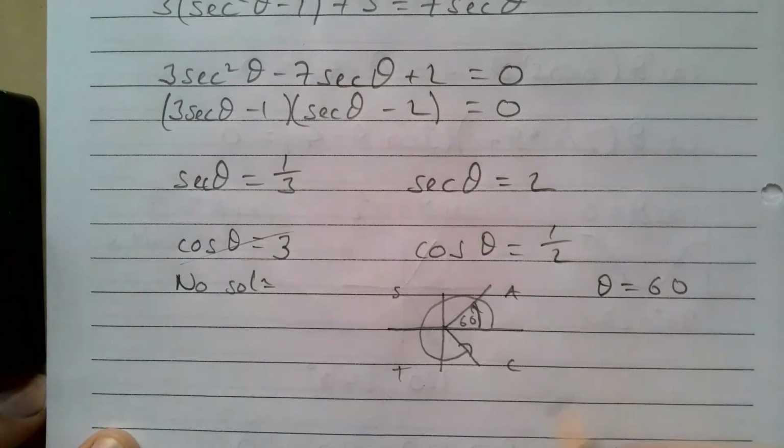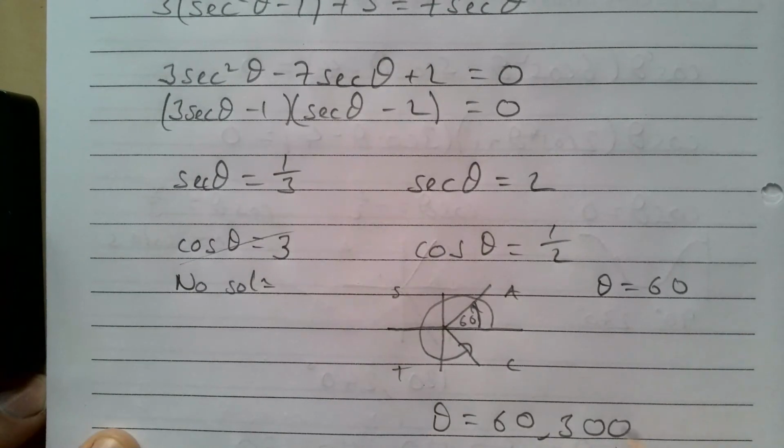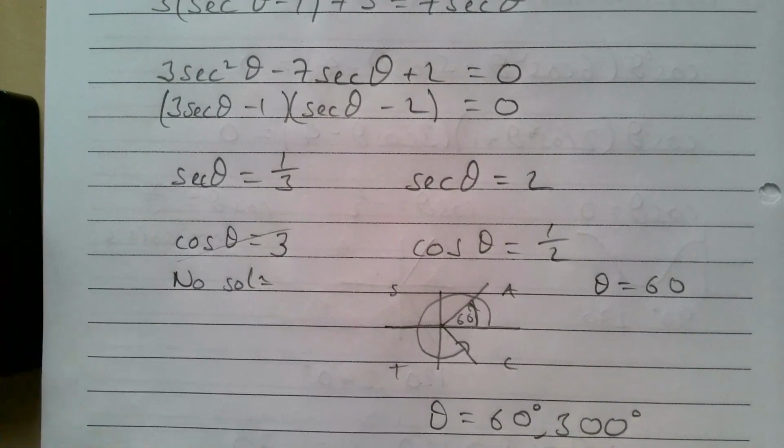So our two values and our two answers: theta is 60, or theta is 300. And as I say, they're both in degrees.